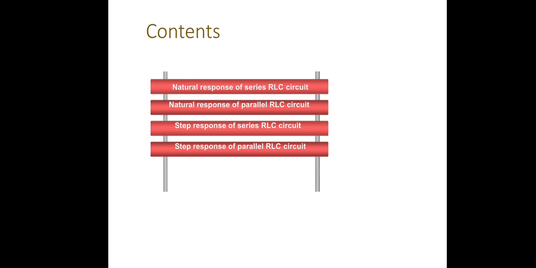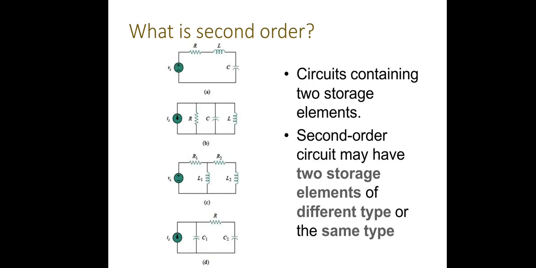There is the natural response of the series RLC circuit as well as the natural response of the parallel RLC circuit, the step response of the series RLC circuit, and the step response of the parallel RLC circuit. These are the four different types of circuits we need to discuss in this session. First, we are going to talk about what a second order system is.